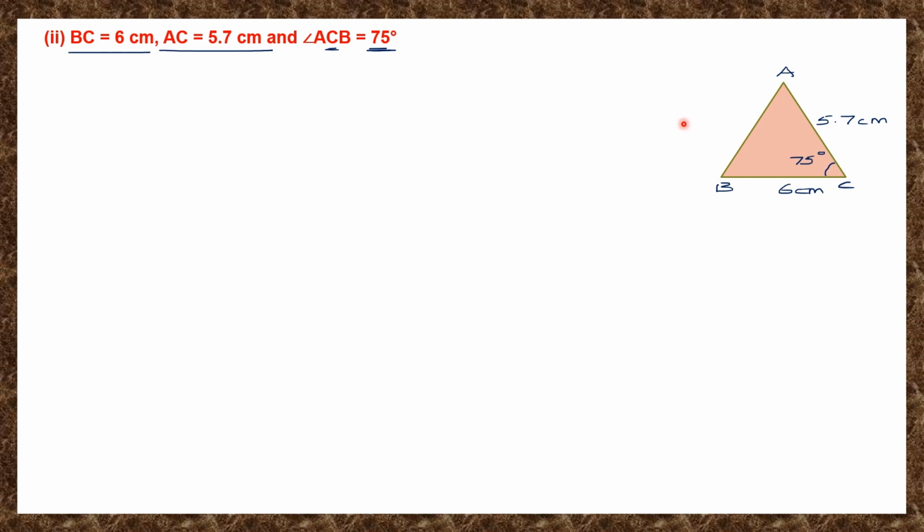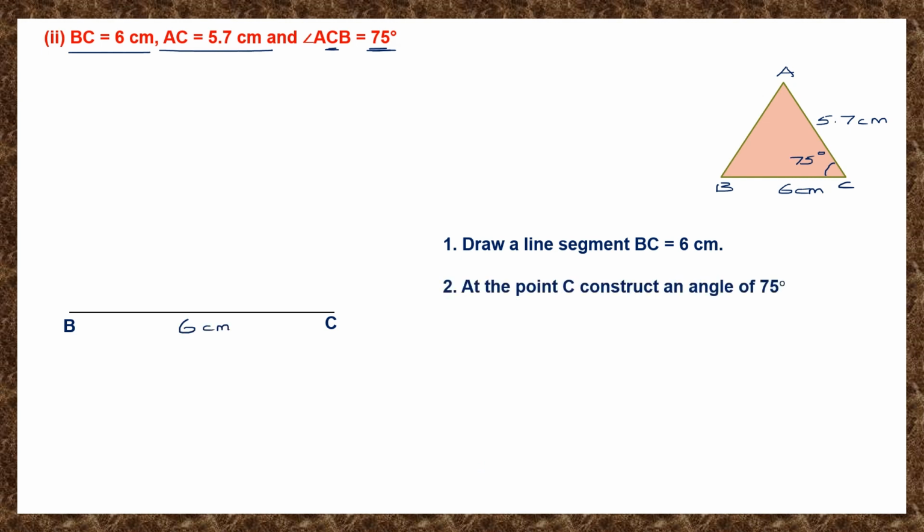Okay, so let's begin with the first step. Draw a line segment BC 6 centimeters. So take your ruler, draw a line segment BC. So this is 6 centimeters. So let's write BC there, 6 centimeters. Second step, at the point C, construct an angle of 75 degrees. Can you see that in the rough figure? C is 75 degrees. So here we're going to construct an angle of 75 degrees.